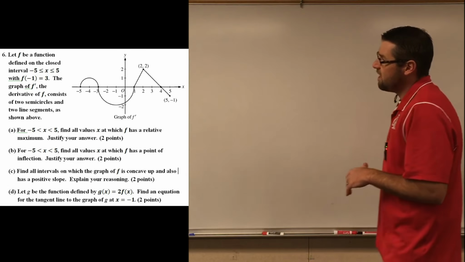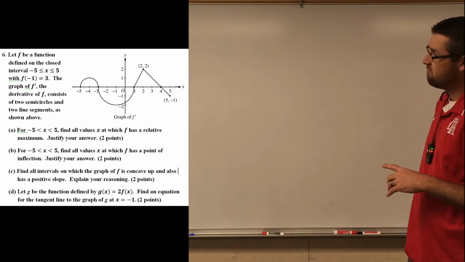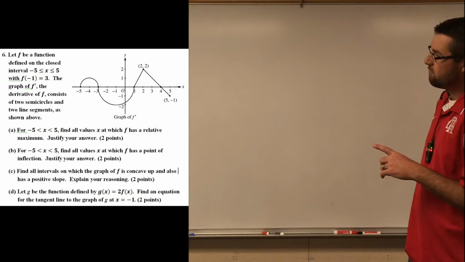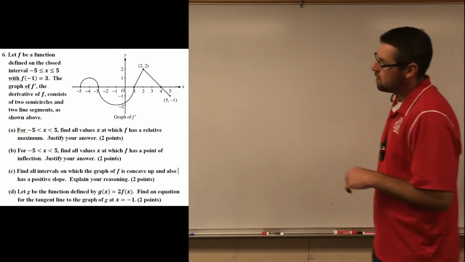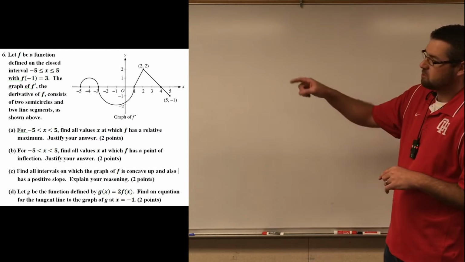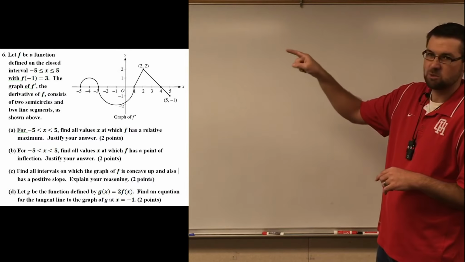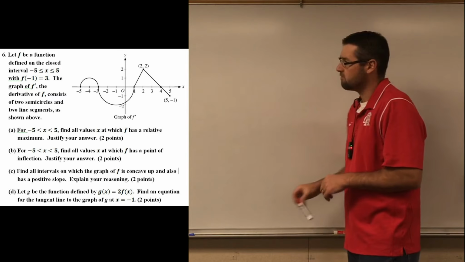All right, number 6, it says let f be a function defined on the closed interval -5 to 5. Notice it's a closed interval, at least what's given, where f of -1 is 3. The graph of f prime is given. Part A. We're not going to be doing too much with semicircles this semester, but next semester we're going to be dealing with how that relates to the integral and the derivative.